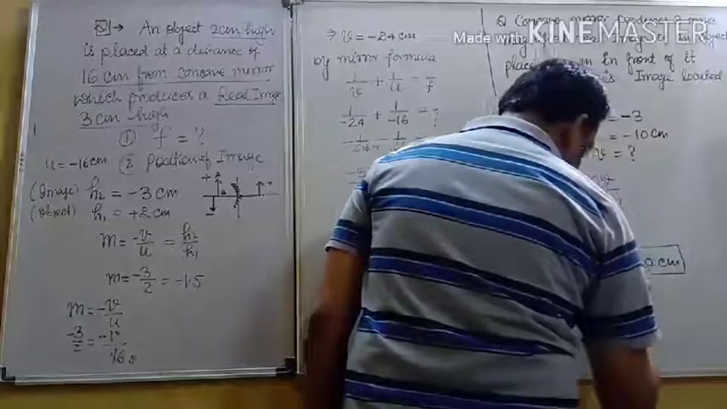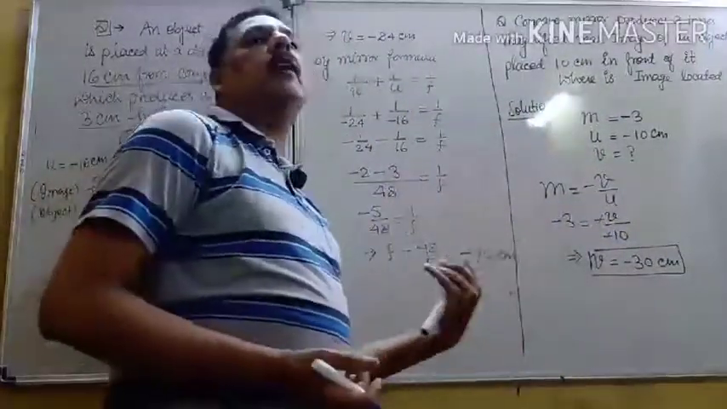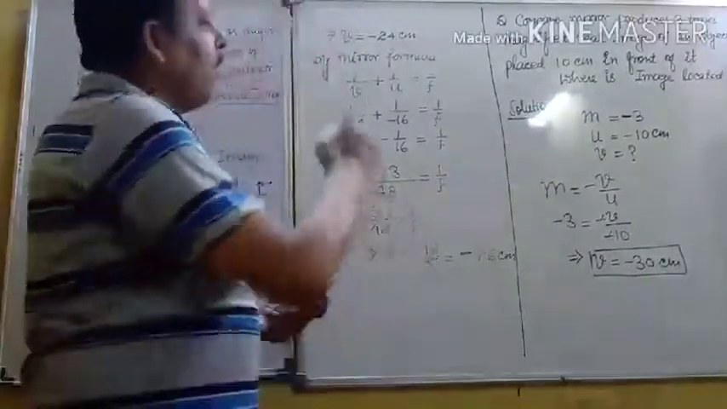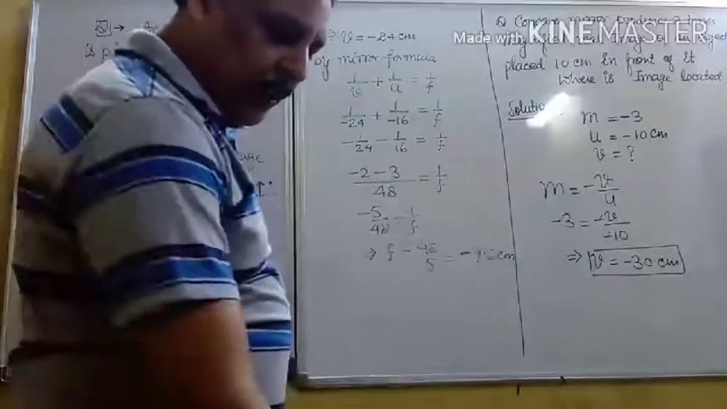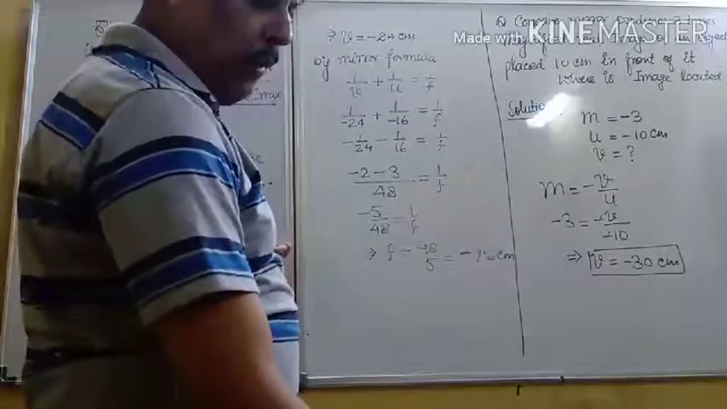What does the negative sign show? It means this image is forming on the left side of the mirror, which is real and inverted. So these are the questions we have done today. This type of question you will come across very frequently from this time.